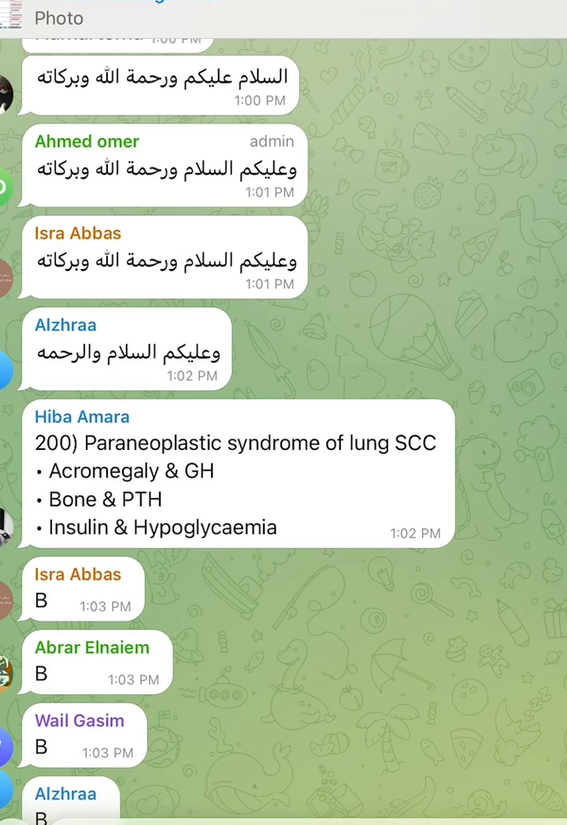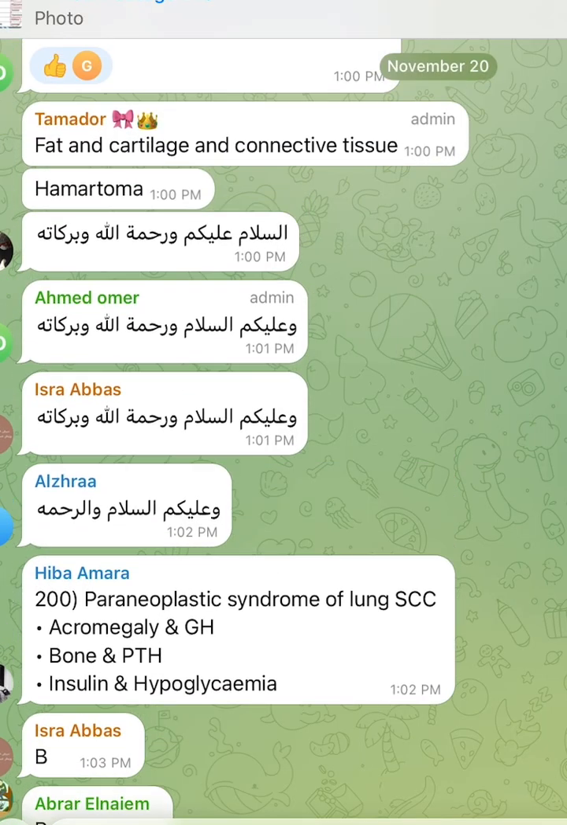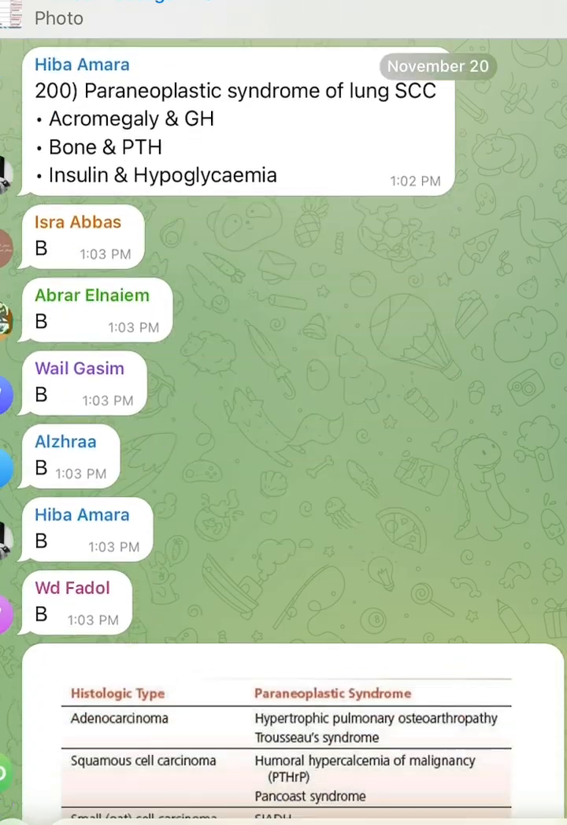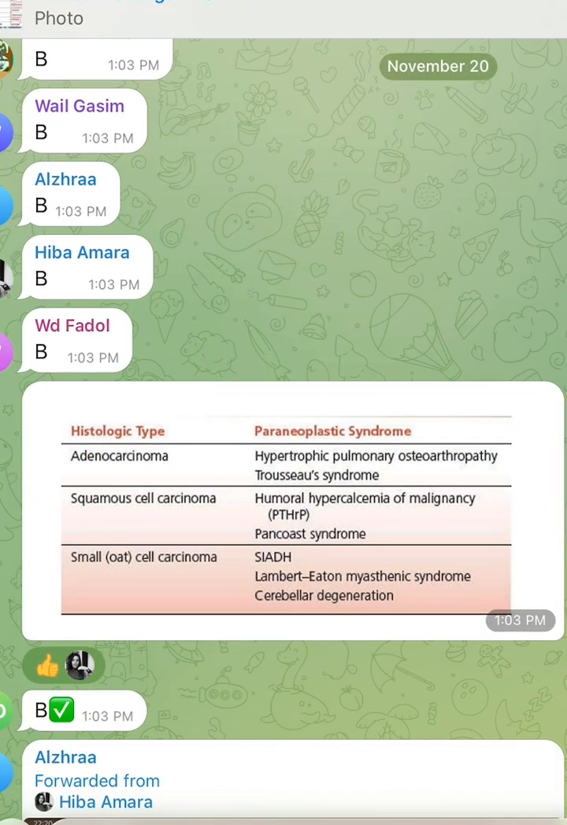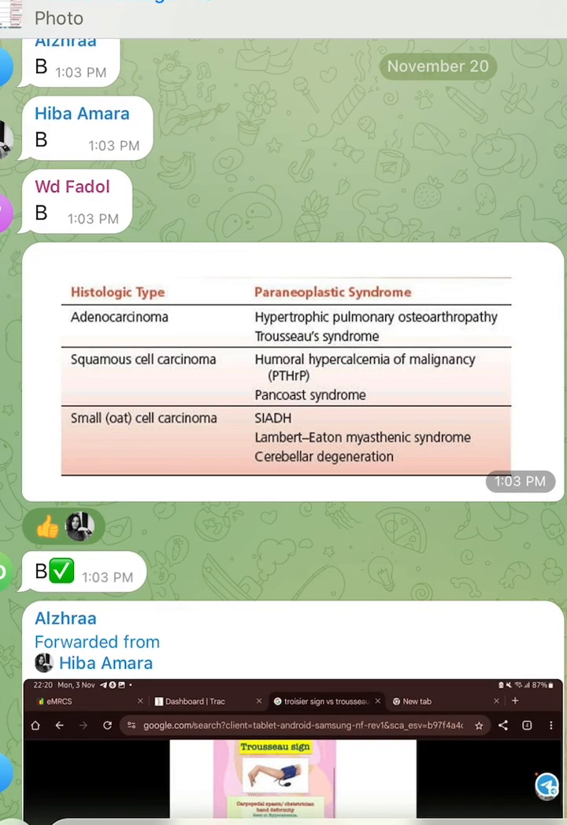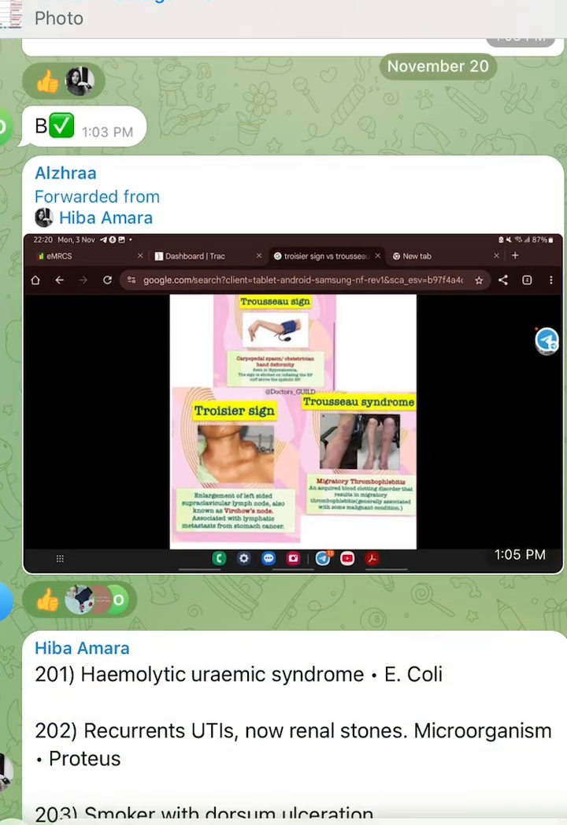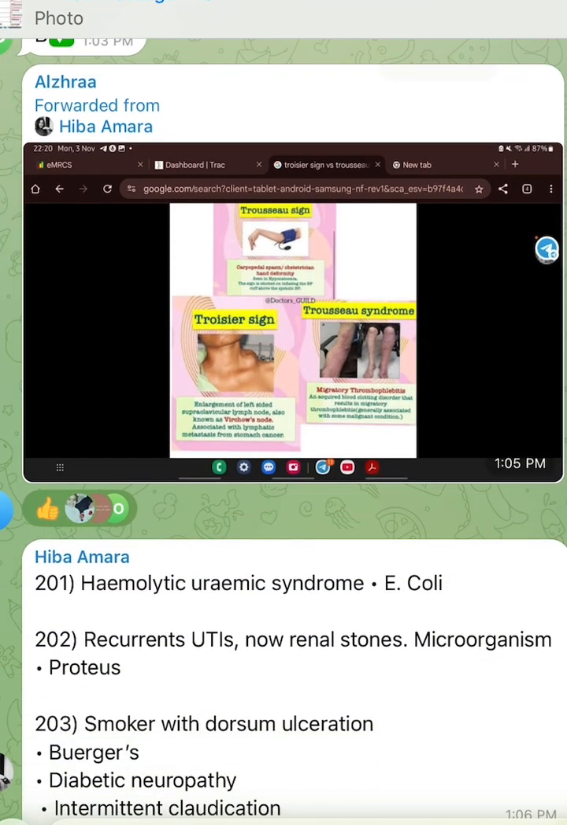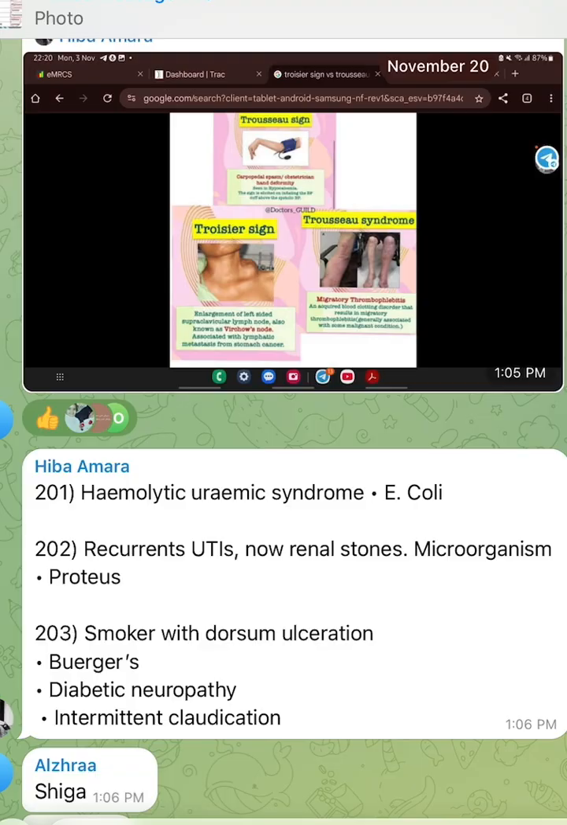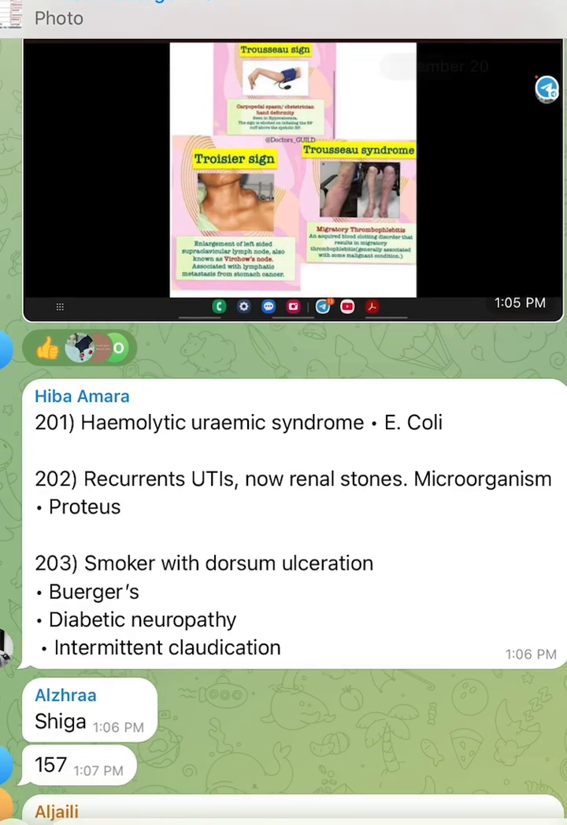Paraneoplastic syndrome of the lungs, parathyroid. Hypertrophic pulmonary osteoarthropathy syndrome, squamous cell carcinoma, hormonal malignancy, pancreas tumor, hemolytic uremic syndrome, E. coli, recurrent UTI, new stones, protease, smokers with dorsum ulceration, Buerger's.